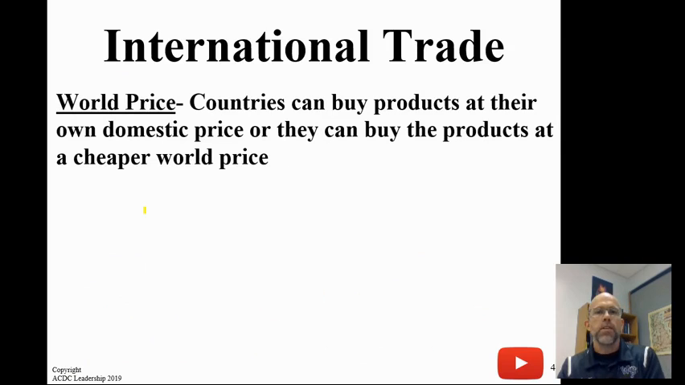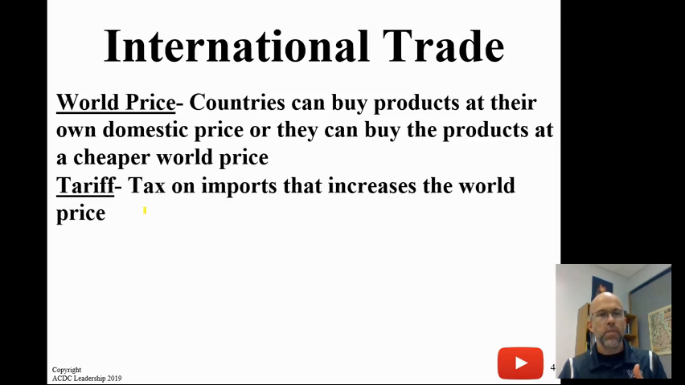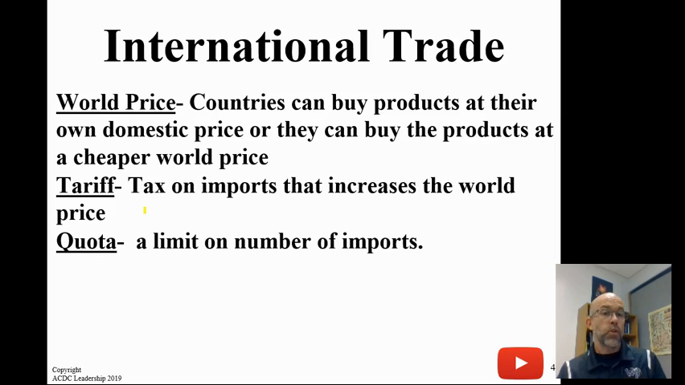Let's get to it. So international trade. Now, countries can produce their own products at the domestic price, but they can also go out and buy products at a cheaper world price. And because that price is cheaper, countries have a couple of options to raise the price. One of them is to establish a tariff. If they put a tariff on imports, it's just a tax on imports that increases the world price. They could also just establish a quota, and the quota would limit the number of imports coming into the country.